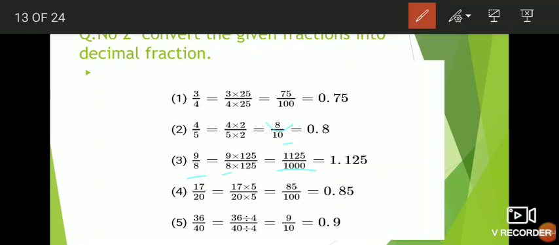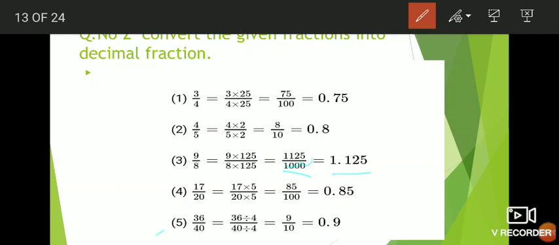We want either 10, 100, 1000 or 10,000, numbers like these, at the denominator. Here 3 zeros are there, so count 3 digits from the right to the left, that is 1.125. The remaining examples we have to solve like this only, students.